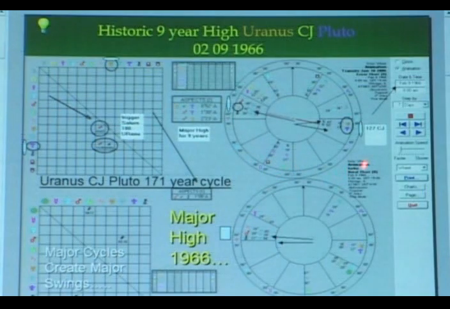Here we can see the combination between Uranus and Pluto, and how powerful it was even opposed, this collective over here of cycles. So again, Geo on top, Helio below, 1966, major historic high and low.